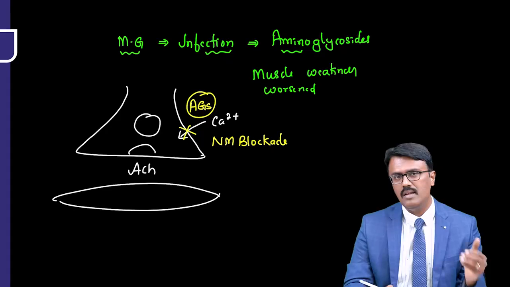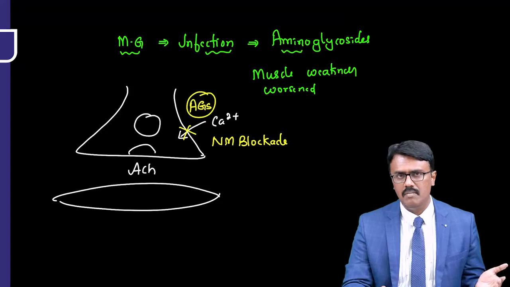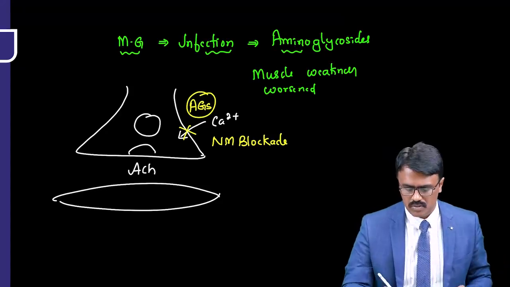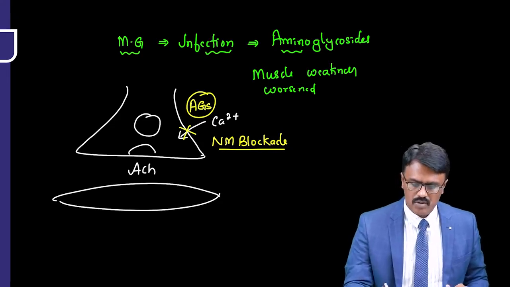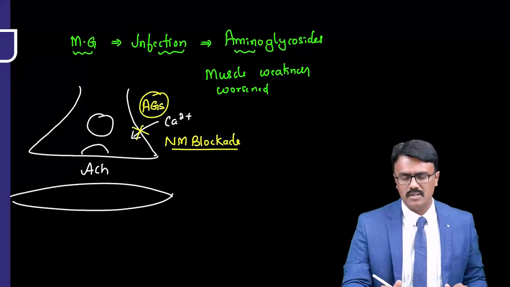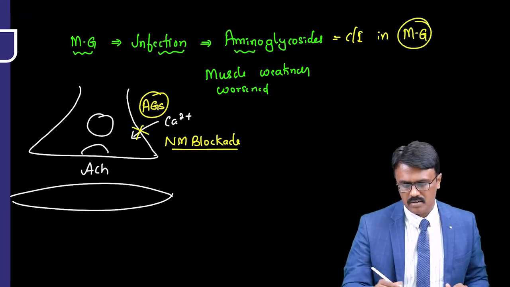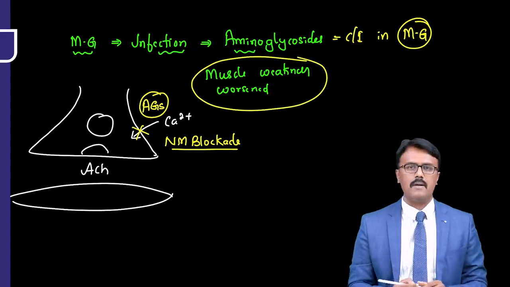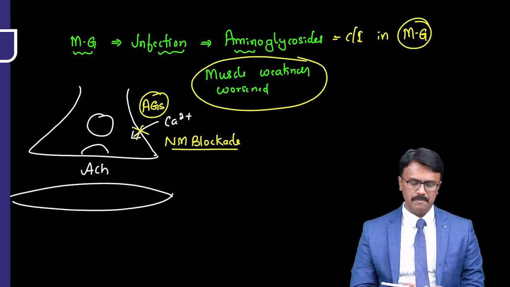And you know that already there is a problem in neuromuscular conduction because of NM receptors having autoantibodies, so they will cause neuromuscular blockade. The question is, aminoglycosides should not be used in a patient with myasthenia gravis. Remember, these are contraindicated in a patient with myasthenia gravis because the muscle weakness worsens. So that is one clinically based application they can ask you.